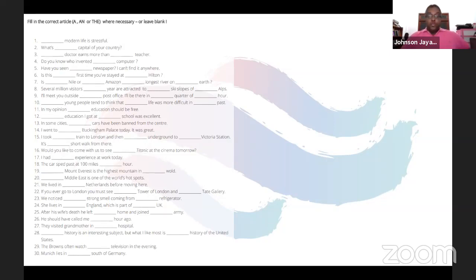Also, for some of these, you don't need to put an article. There are instances where you do put an article, but there are instances here where you don't put an article. There is a sentence here where you don't put an article for one of the words in front of one of the nouns.